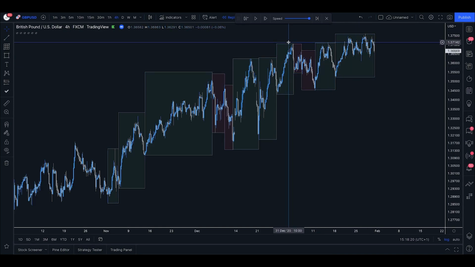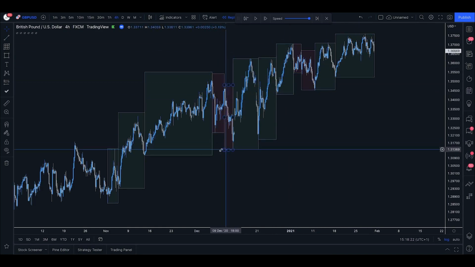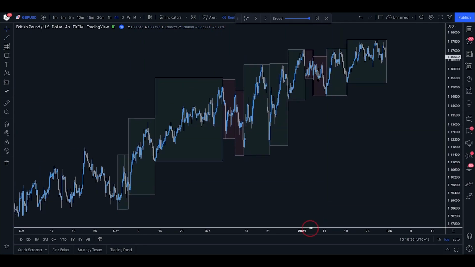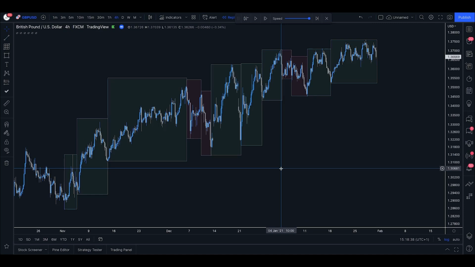Now, looking at the structure, you can see these pullback moves never actually went further than the swing lows of the previous boxes, right? So notice the red boxes never go lower than the green boxes, basically that shows us that the trend is still intact to the upside. So this is where structure can get a little bit tricky, but hopefully this video has helped to explain how to combat these situations.